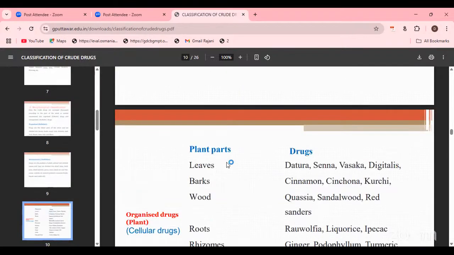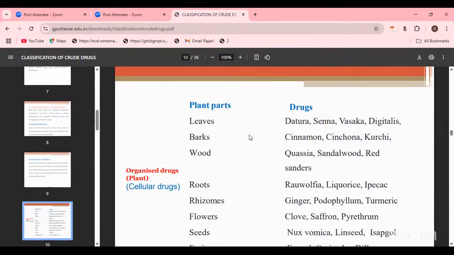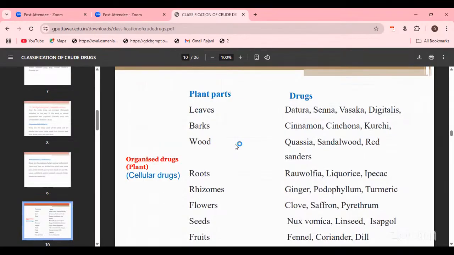And what are the plant parts that are useful? Plant parts: leaves.